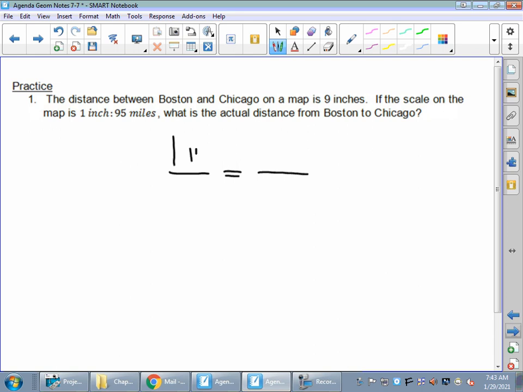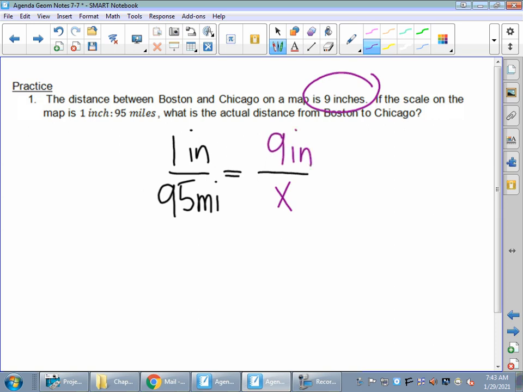1 inch is 95 miles. I like to put the units in there because then I can make sure everything lines up nicely. What's the actual distance? That would be miles. And the distance on the map is 9 inches. So now both of my inches are on top, miles are on bottom. This is an easy, quick cross multiply. 1x is equal to 95 times 9, which I know most of you probably knew. It ends up being 855 miles.